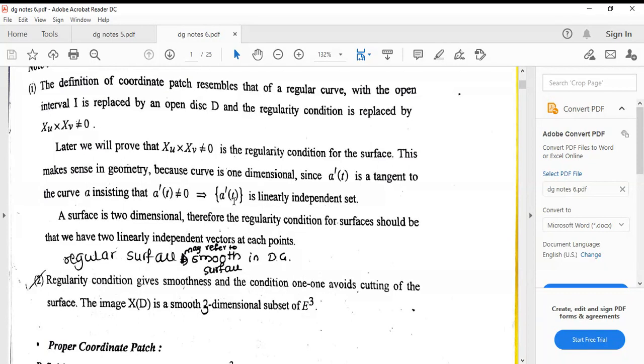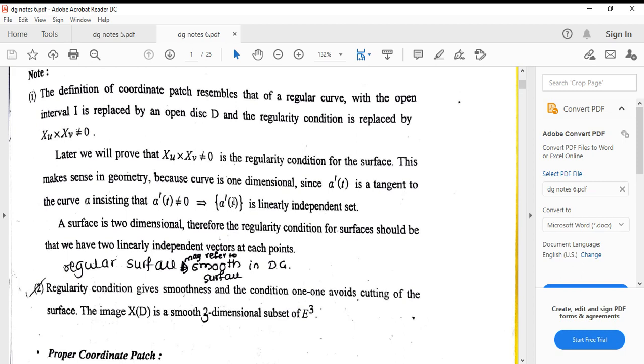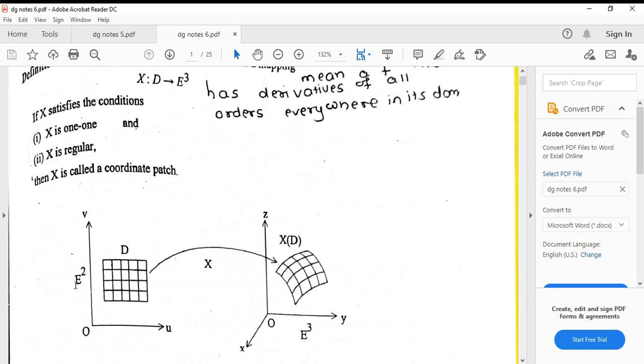Okay. So what is a curve? Curve alpha is a function from an open interval I to E3 space. What is an open interval I? It is a subset of R. But instead of having any subset of R, we have replaced it with I.